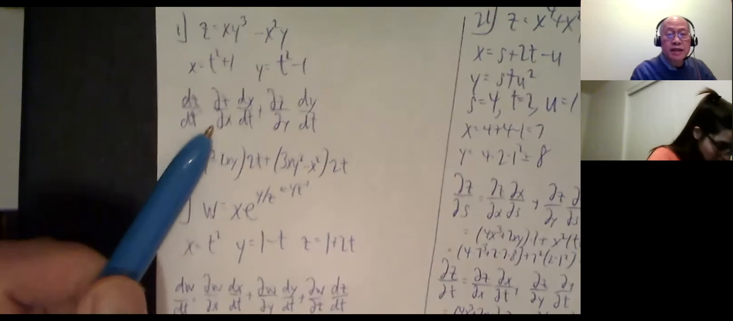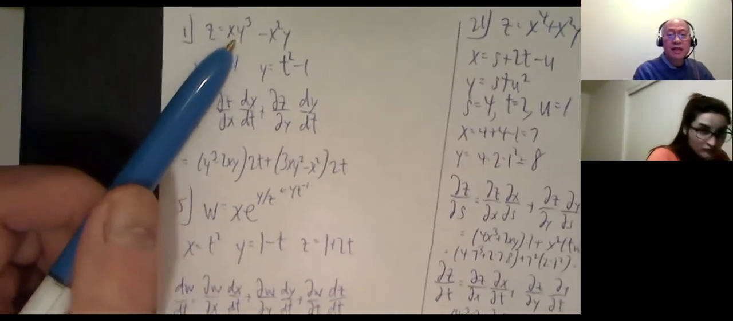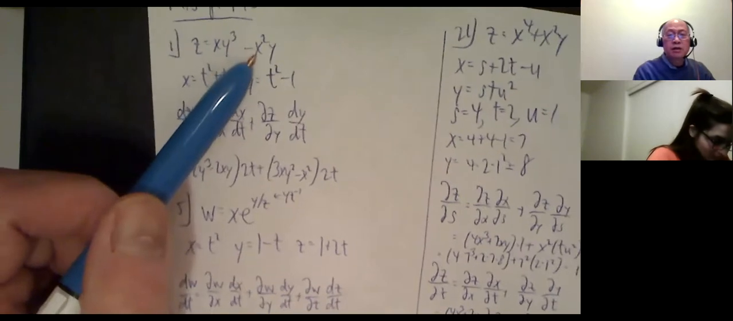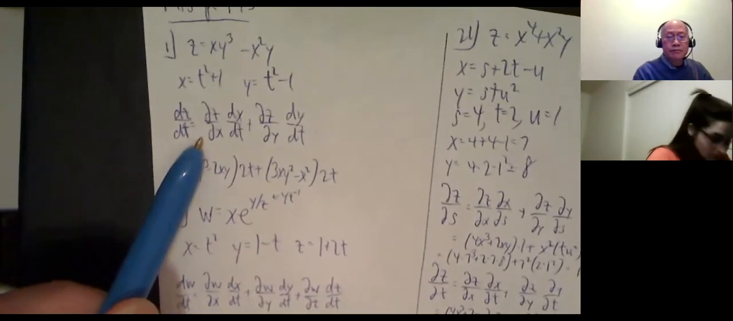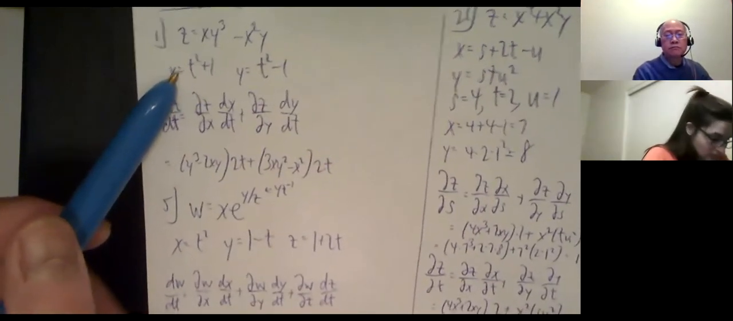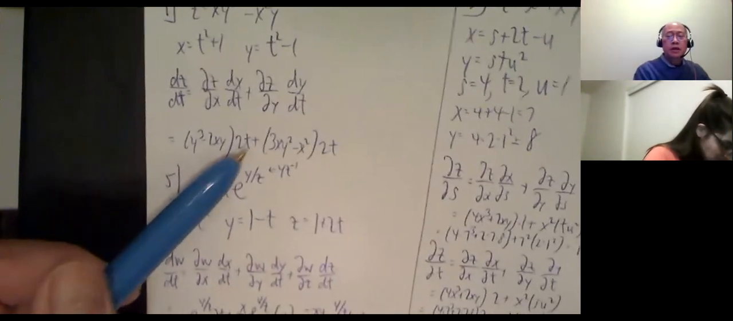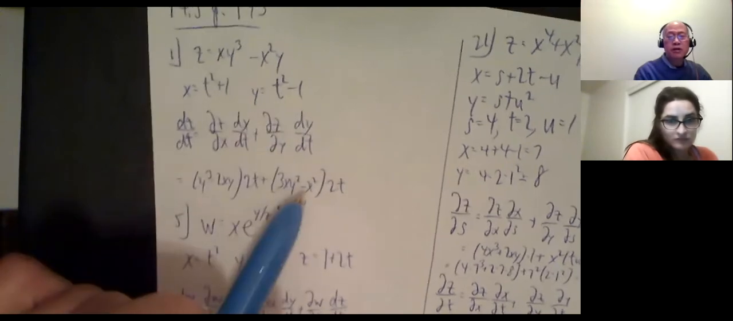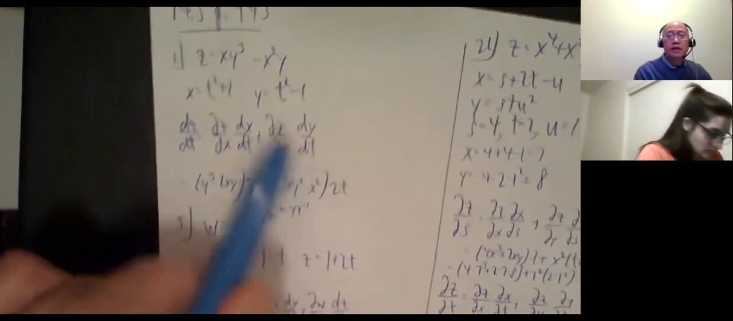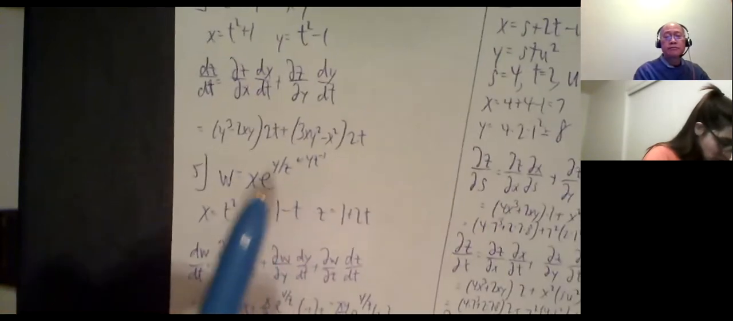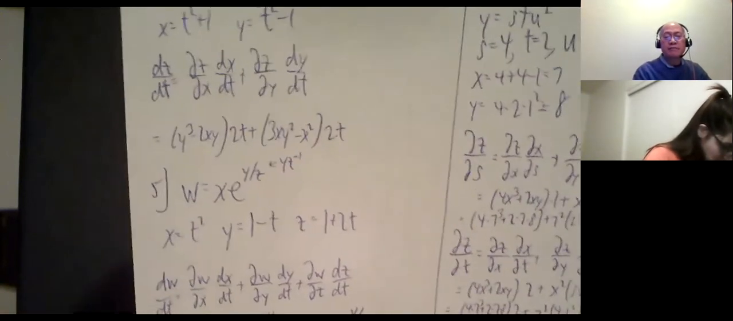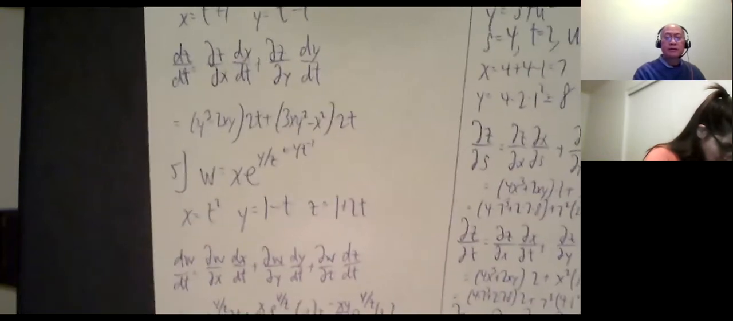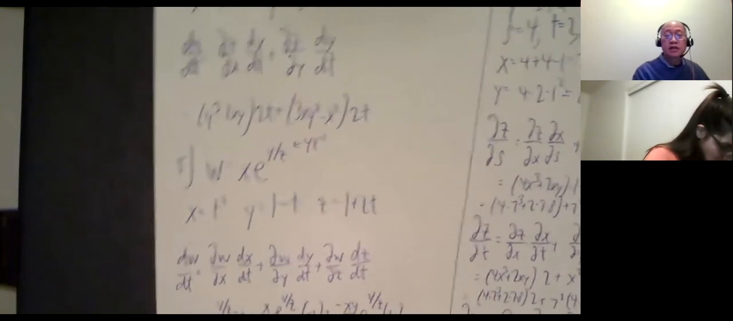So the partial of z with respect to x, differentiating with respect to x, is going to be y cubed minus 2xy. So that's that part. And then dx/dt, that's easy, 2t. Plus partial of z with respect to y, the derivative with respect to y, 3xy squared minus x squared, times dy/dt, also 2t. And you can leave it like that. You could do more algebra, but don't feel like it. So that's essentially it.